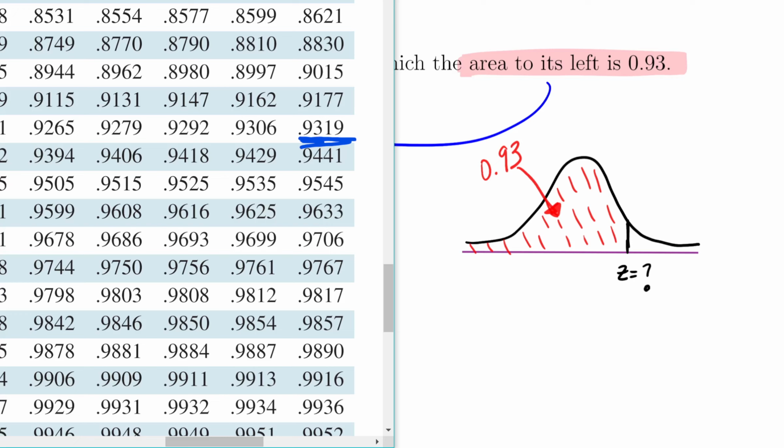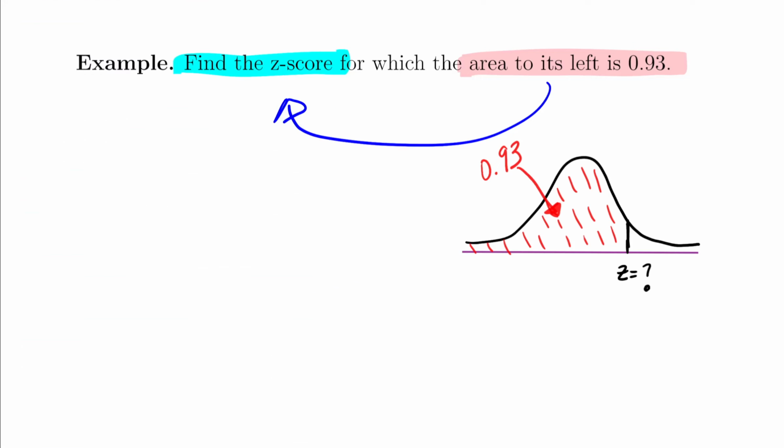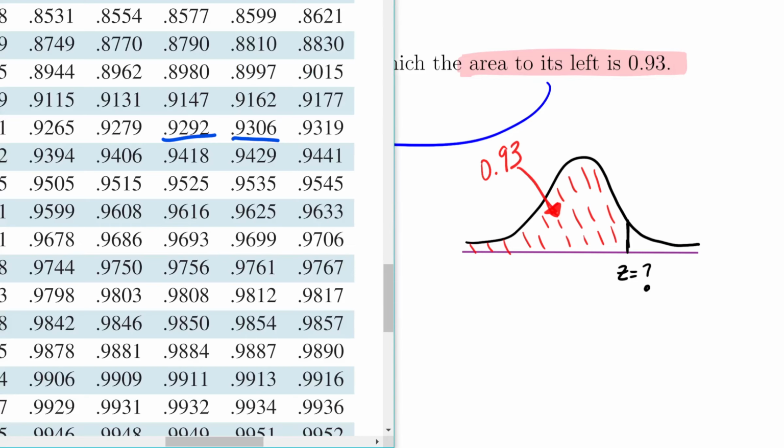Okay, we've got a few candidates. 0.9292 is before, 0.9306, and the 0.9319 is now out of the running. We've just got to determine which of these is closer. So the 0.9292, that's about 0.008 away. Whereas the 0.9306 is only 0.0006 away. So this one is closer by a bit.